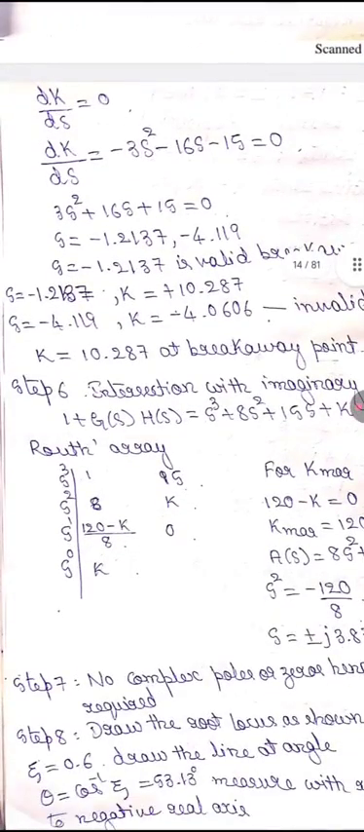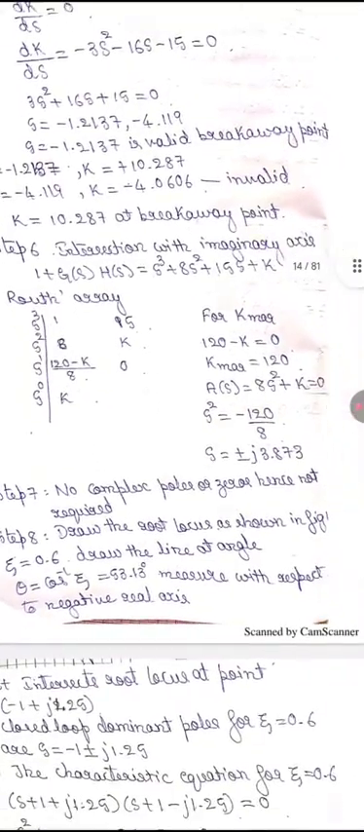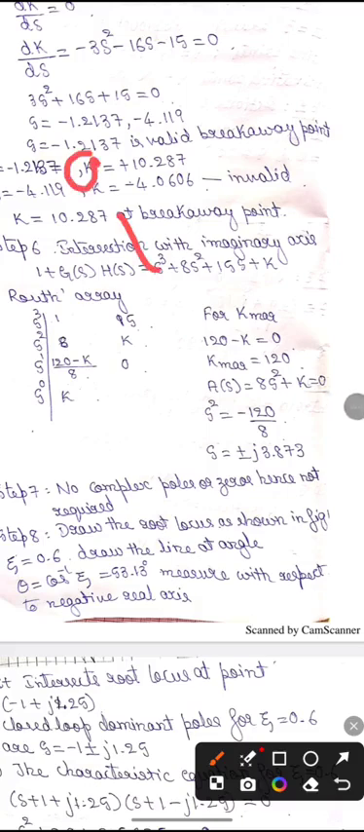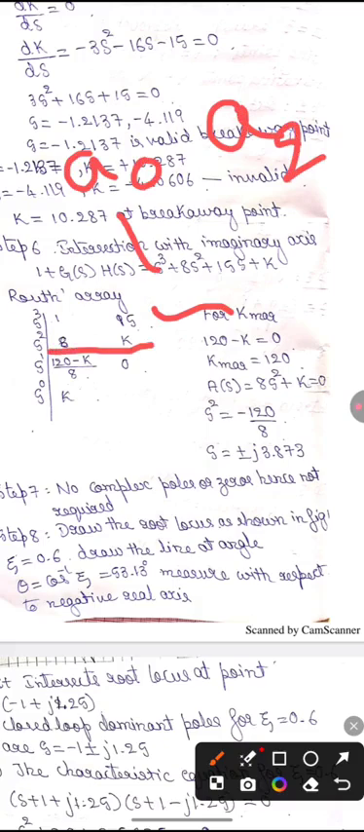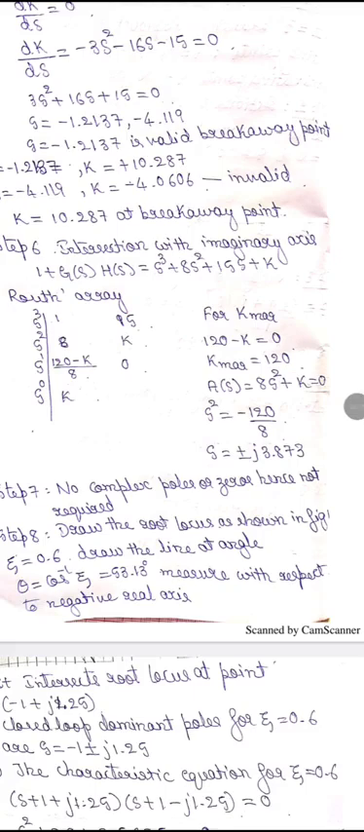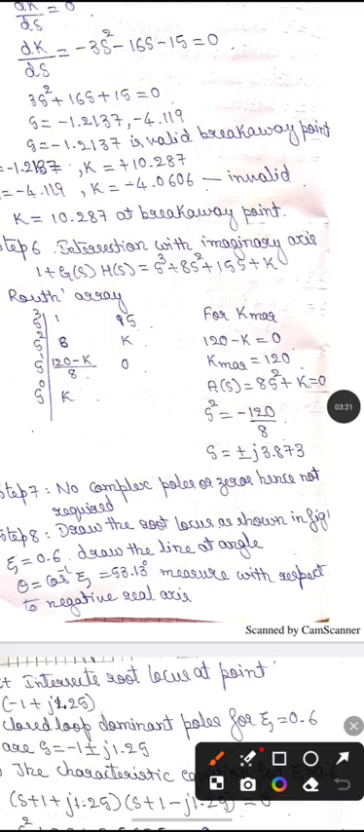Next, in step 6, intersection with the imaginary axis. Here you need to consider the first line, that is the even row, A0 and A2. In the next line, the second line, you consider the A1 and A3 values. Then you cross multiply: 8 into 15 minus k into 1, divided by 8. So you will get 120 minus k divided by 8. Next, for the last term, you need to write k only, because that last term should be written here. So what can we write to find the k margin?